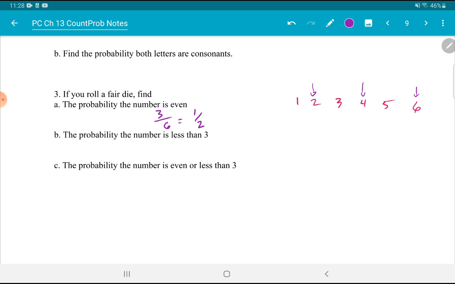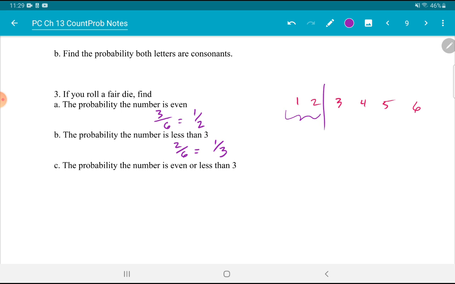The probability the number is less than 3. Keep in mind, less than does not mean less than or equal to. So you really just have the numbers 1 and 2. So because of that, you only have a 2 in 6 chance of getting a number less than 3. And 2 out of 6 is basically the same as a 1/3 probability.